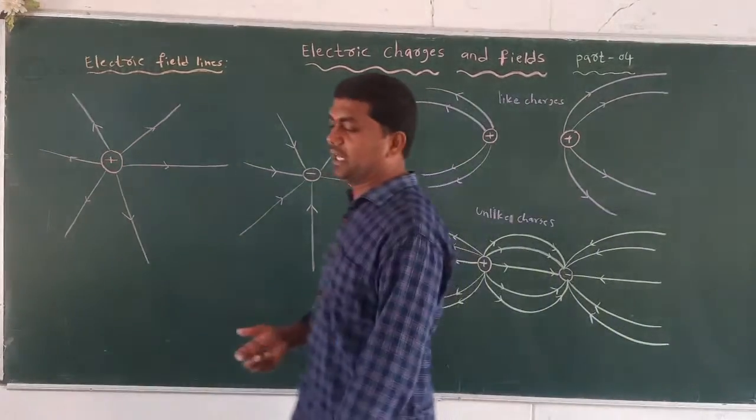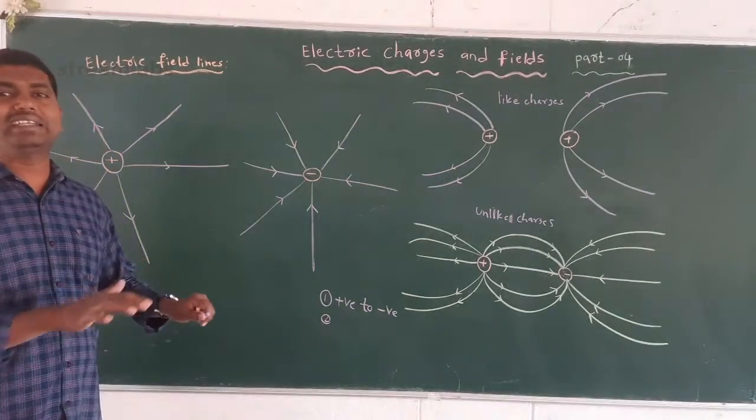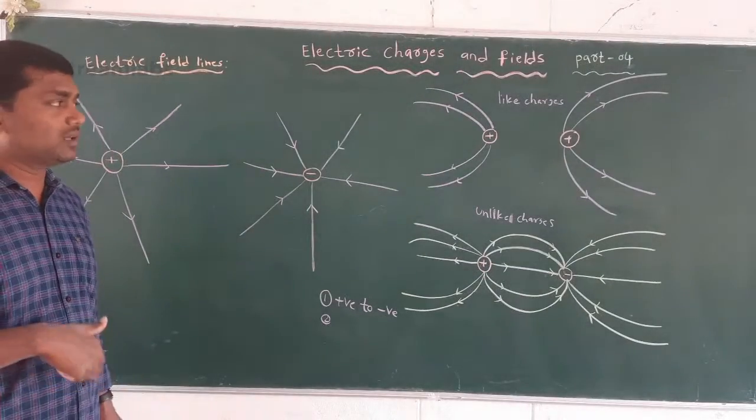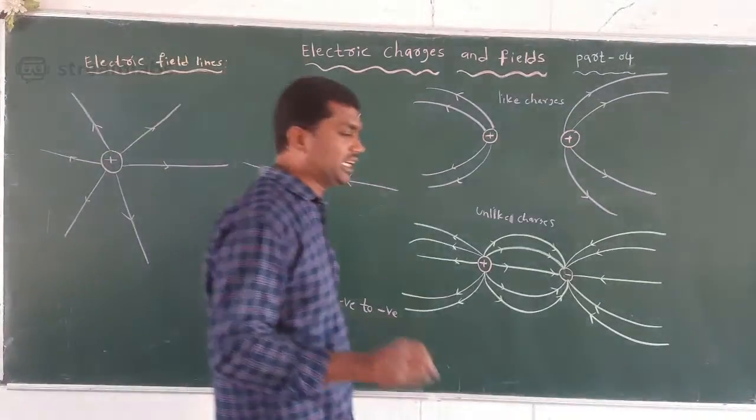Next, the second point: the electric field lines do not intersect, meaning they do not coincide. If they were to coincide, there would be two directions at that point, so it is impossible. So the electric field lines do not intersect at any point, do not coincide at any point.